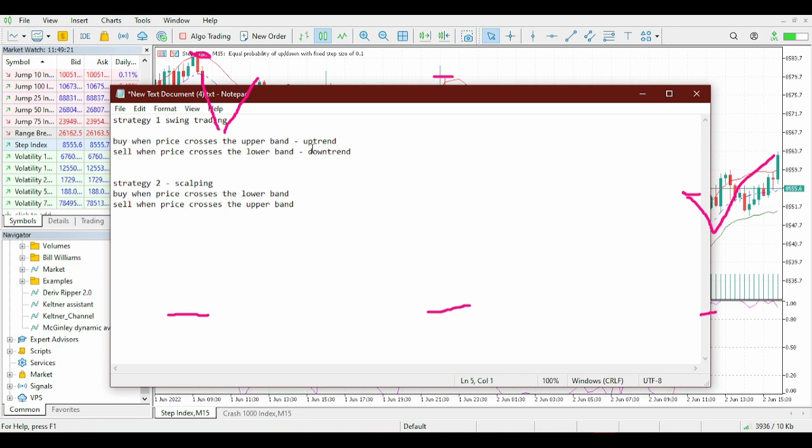I said earlier on that this strategy is best for swing trading if you'd like to have long deals. And strategy number two, this is where you actually do the opposite. For doing the opposite, you can make use of the assistant, and you buy when price crosses the lower band, sell when price crosses the upper band. And this is a scalping strategy. This means that you're only keeping the trades for a shorter time. You're profiting from every price movement.